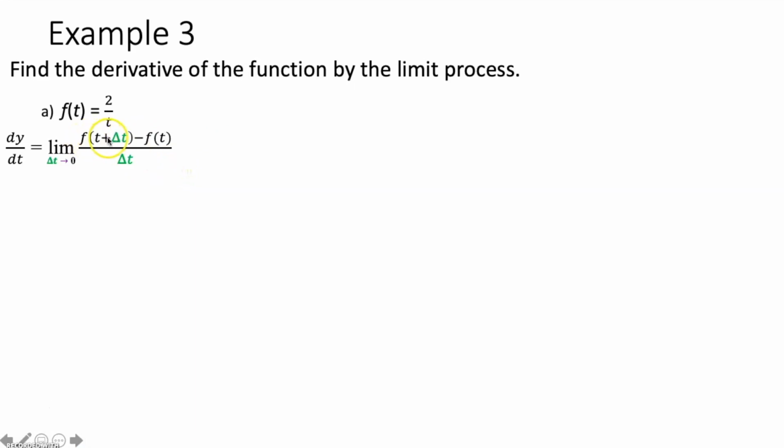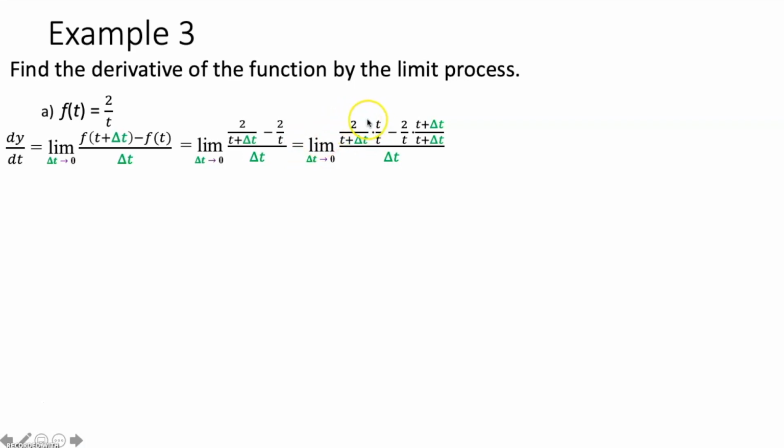So, f of t plus delta t means we're going to take this function and plug in t plus delta t anywhere we see a t. So it's going to be 2 over t plus delta t minus f of t, which we know is 2 over t, all over delta t. Now, how do I simplify a complex fraction? That just means there's fractions within a fraction. I need both fractions in the numerator to have a common denominator, so I'm going to multiply this fraction by t over t, and this fraction by t plus delta t over t plus delta t.